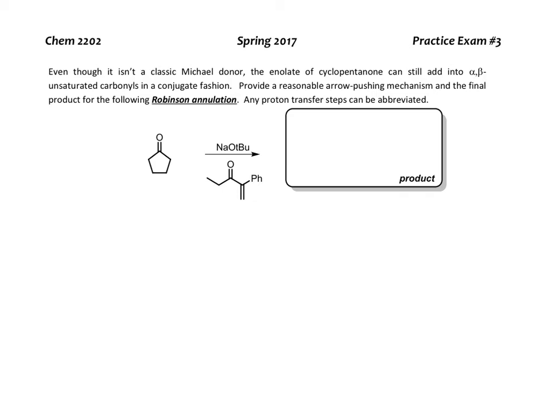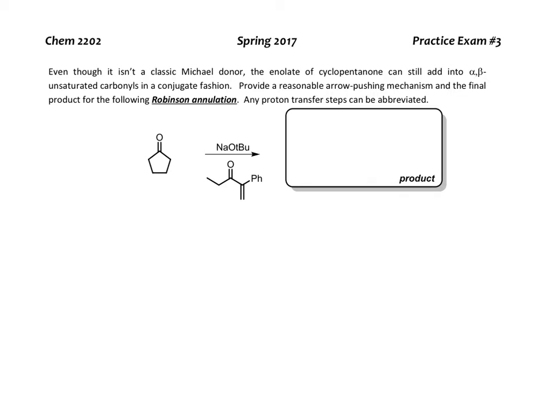All right, so even though it isn't a classic Michael donor, just like acetone on the previous page, the enolate of cyclopentanone can still add into an alpha-beta unsaturated carbonyl in a conjugate fashion. Provide a reasonable arrow-pushing mechanism and the final product for the following Robinson annulation. Any proton transfer steps can be abbreviated.